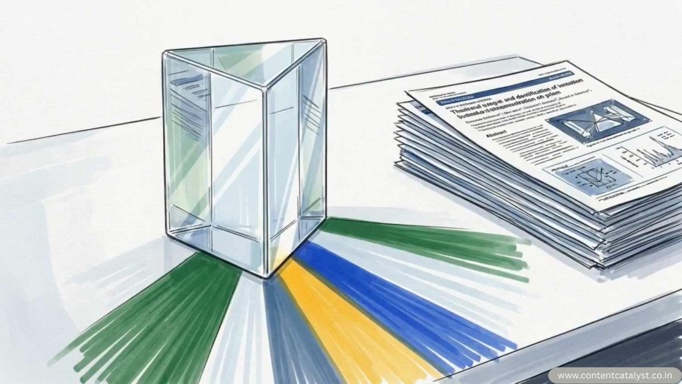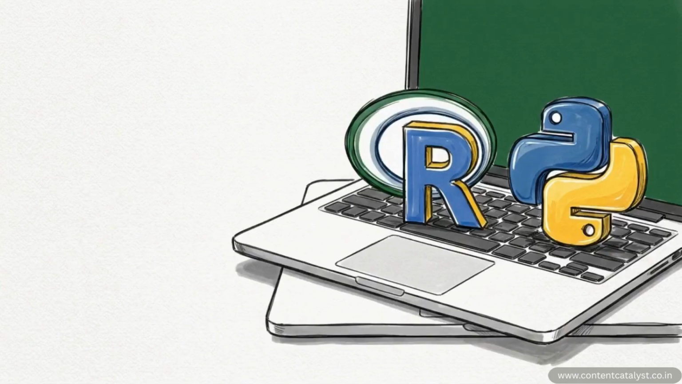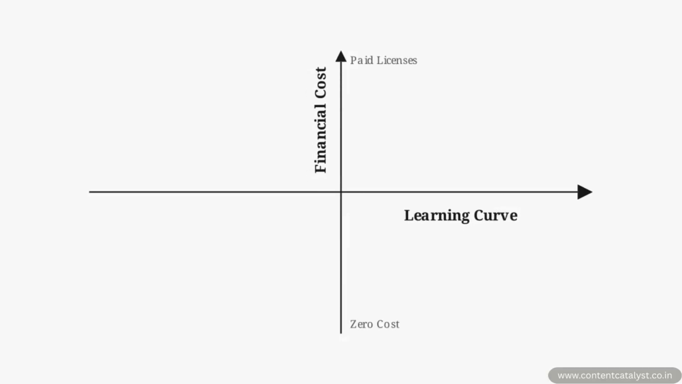For decades, GraphPad Prism has been the heavyweight option built specifically for the life sciences to eliminate this exact bottleneck. But it's not the only option. Many labs turn to free, open-source programming languages like R and Python to handle their analyses. This chart shows how these options stack up against each other. We are looking at financial cost on the vertical axis and the learning curve on the horizontal axis.